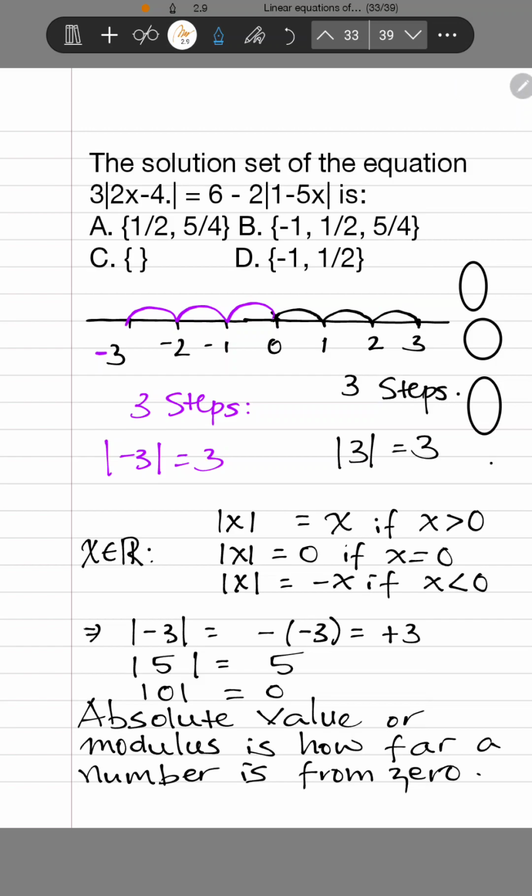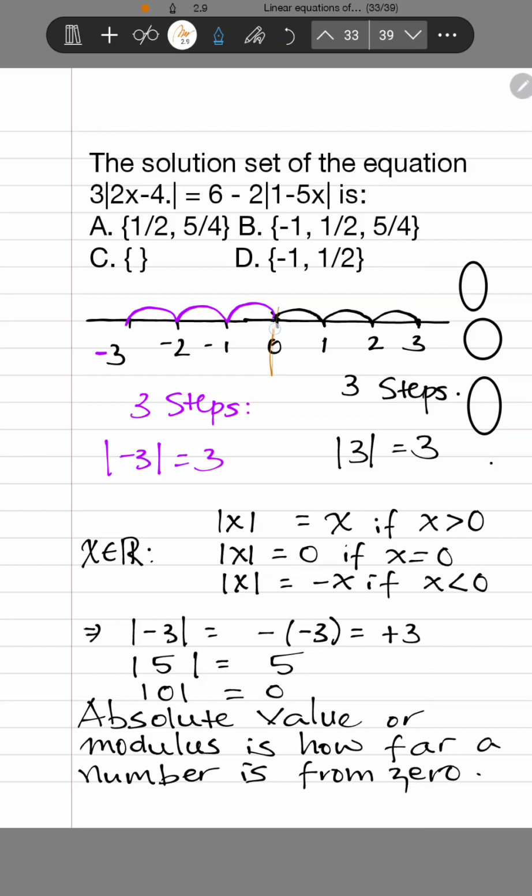An absolute value is how far a given number or expression is away from zero. Here, we only consider the magnitude. The direction does not matter. It means that the negative signs are not important here. We only count the number of steps.